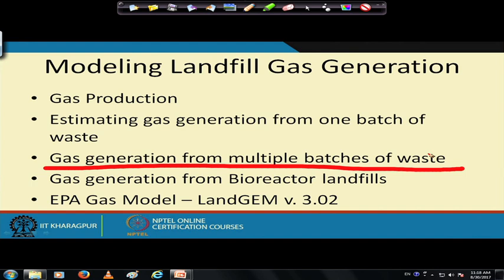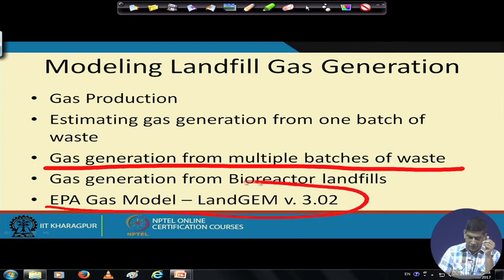As per today, the model that we have is the EPA gas model, LandGEM, version 3.02. I think the newer version is also out there, but you can go and download this. Go on Google, put in EPA gas model, LandGEM, you don't need to put the version, you will get the latest version anyway, and then you will be able to download this software. It's available for free. Again, as I was telling you the other day, US EPA, they are very smart people. They make most of these kinds of things freely available for everybody in the world.